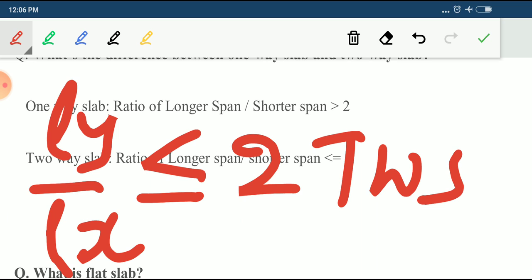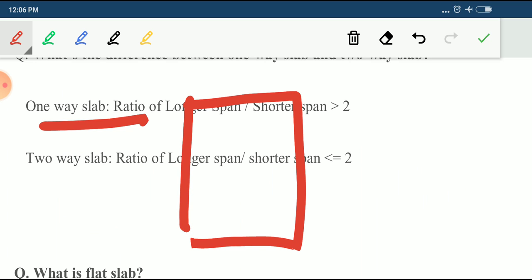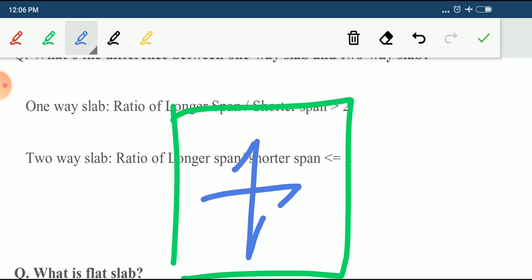Then we'll say two-way slab. Okay, next, in one-way slab what happens? In one-way slab, the load is distributed along the shorter direction only. The load is distributed along the shorter side only. Okay, this is the one thing you have to remember. And in case of two-way slab, the load is distributed along all the four sides.